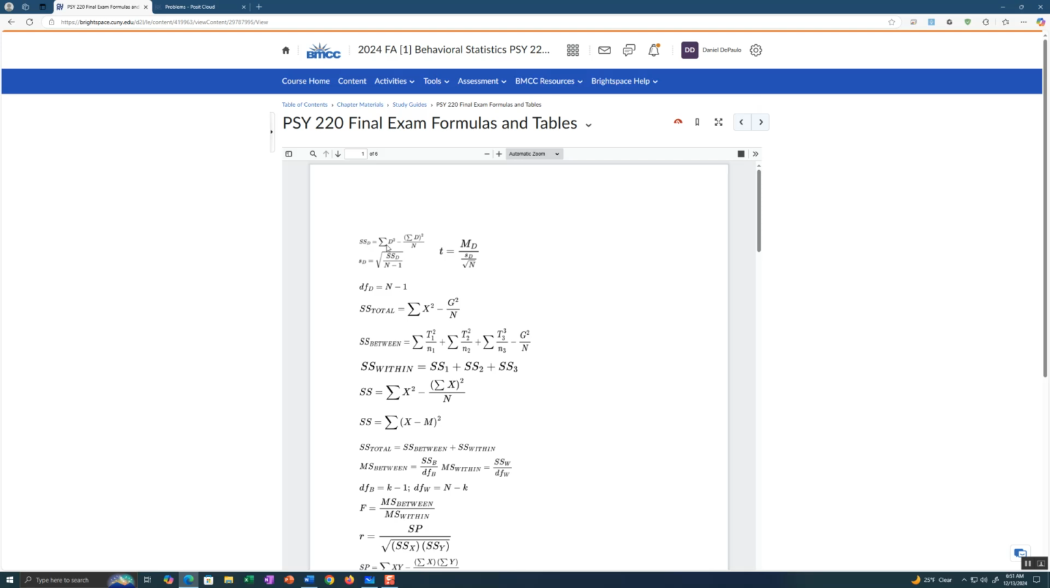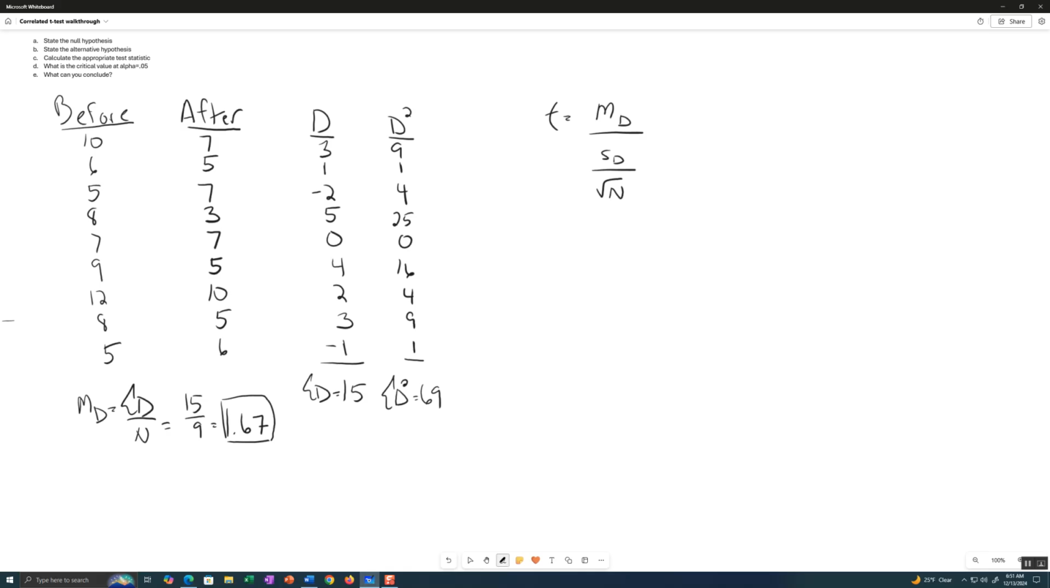So to find the sum of squares of d, we're going to do this. Sum of d squared minus sum of d quantity squared over n, where n is the number of pairs. So the sum of d squared, I have at 69. The sum of d is 15. Square that over n, which is 9. So this is finding the sum of squares of the d column. That's all it is. 15 squared is 225 over 9.